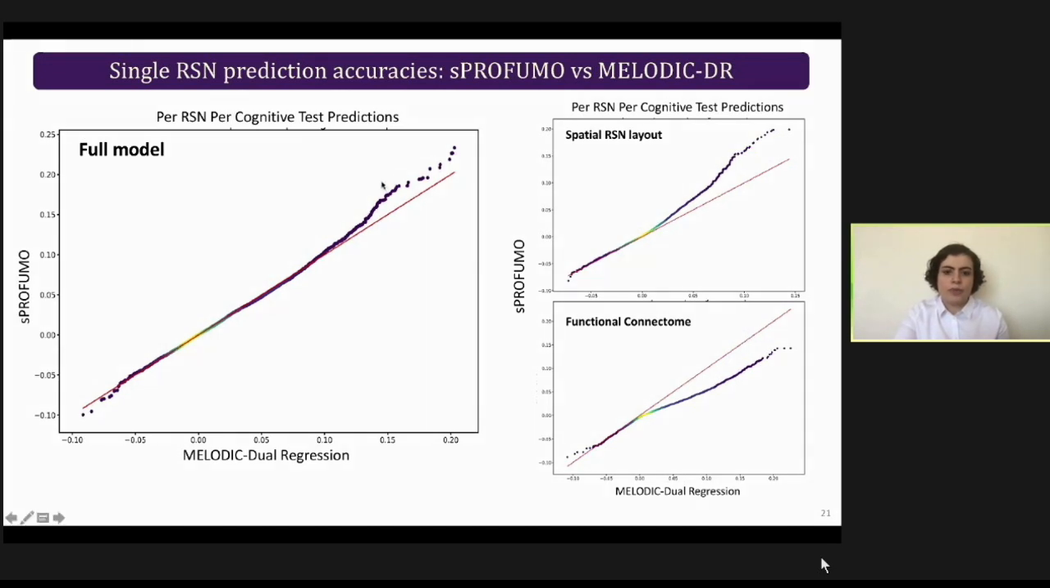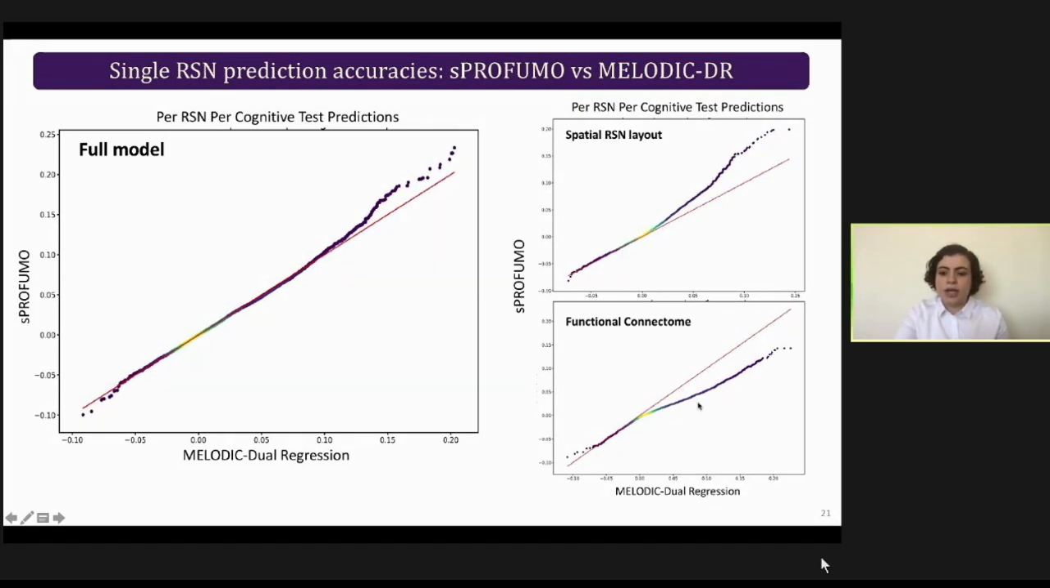So these on the left are the results of the full model, with all the elements combined. And as we can see, particularly for best performing modes and cognitive tests, PROFUMO outperforms MELODIC dual regression. PROFUMO is on the y-axis and dual regression on the x-axis. When we looked at each element, in terms of the spatial layout of the modes, again, PROFUMO wins. But when we look at the functional connectome, MELODIC dual regression does a better job at predicting cognitive outcomes.